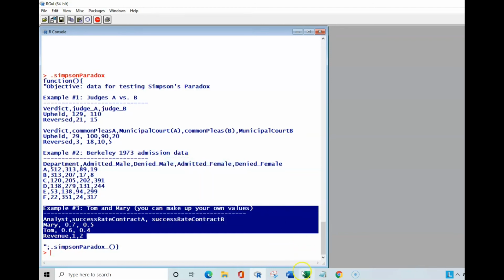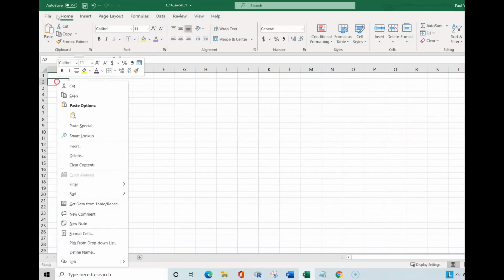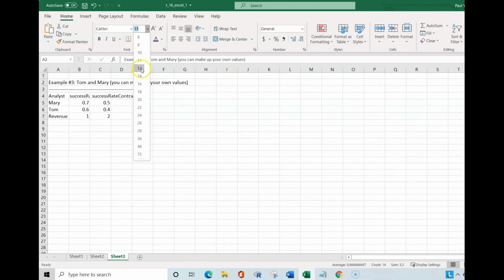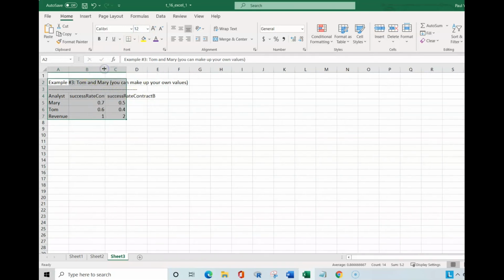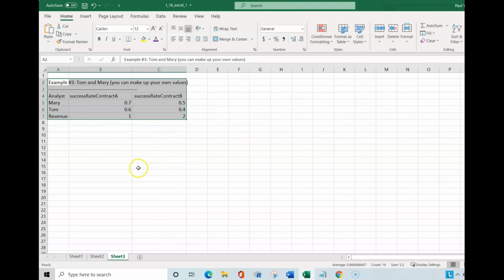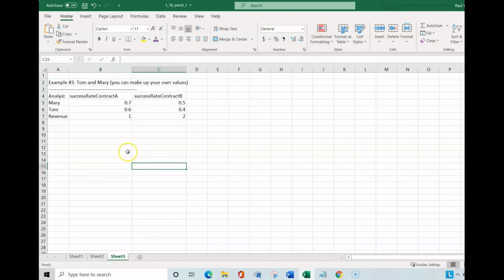First, we go back to R to copy the data. Because the data is so simple, I made it myself. You can enter your own values. So make it a little bit bigger. So we have 2 employees, Mary and Tom. Assume Mary is a more experienced financial analyst, and Tom is less experienced.